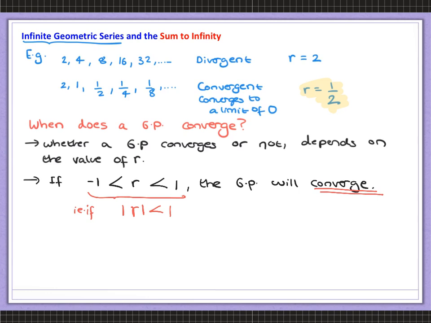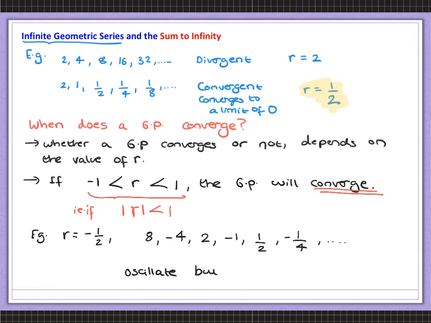So let's have a look at another example. What would happen if r was equal to negative a half? Well, let's imagine my first term is equal to 8. So my second term will be 8 multiplied by negative a half, which is negative 4. My next term will be negative 4 multiplied by negative a half, which is 2. And I keep multiplying by negative a half, and you can see my sequence is as follows. Now, what you'll notice is that the sequence terms oscillate between negative and positive, but they converge to 0.